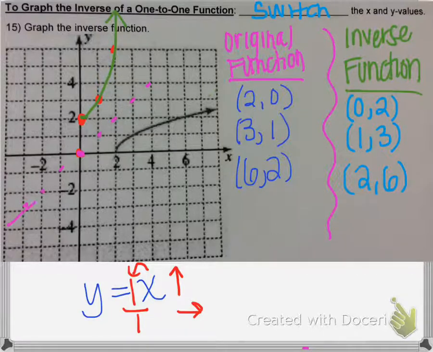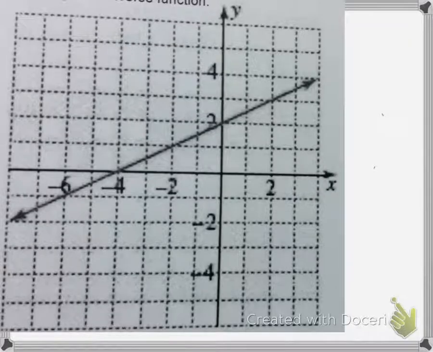the line y equals x. What you'll notice is that the inverse and the original function are symmetrical about this line right here. For example, this is the same distance as this is from it. So if we were to fold the graph along this pink line right here, they're symmetrical. So the graphs are symmetric about the line y equals x. So let's try another one and see if that works.